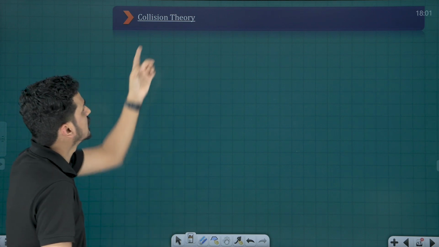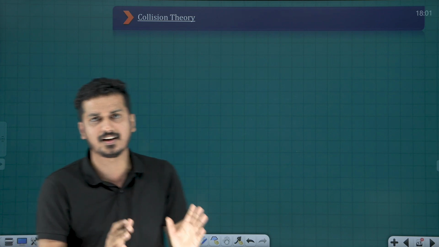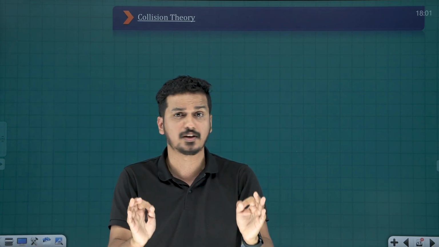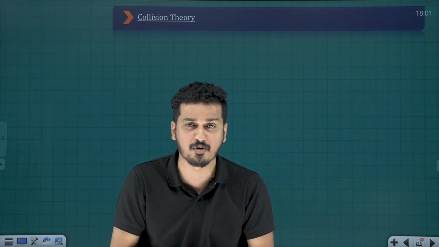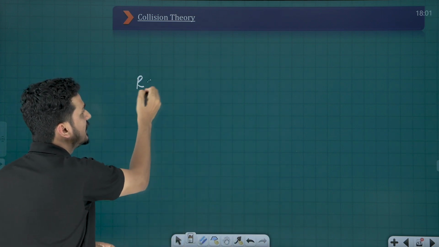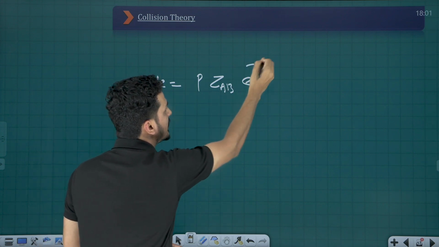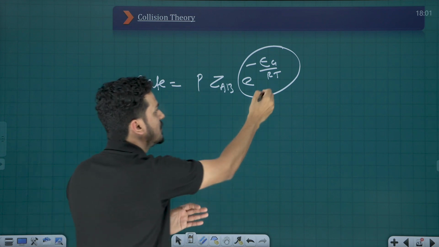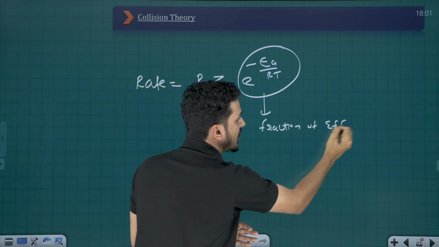We can check the next idea, collision theory. According to collision theory, the entire product formation is because of collision. Not simply collision, but effective collision between the reactant molecules in proper orientation. So according to that idea, we can write rate is equal to P into ZAB into e raised to minus Ea by RT. This e raised to minus Ea by RT means the fraction of effective molecules.